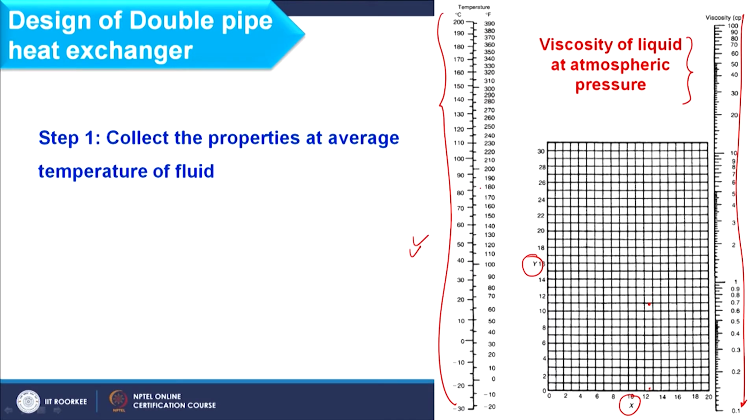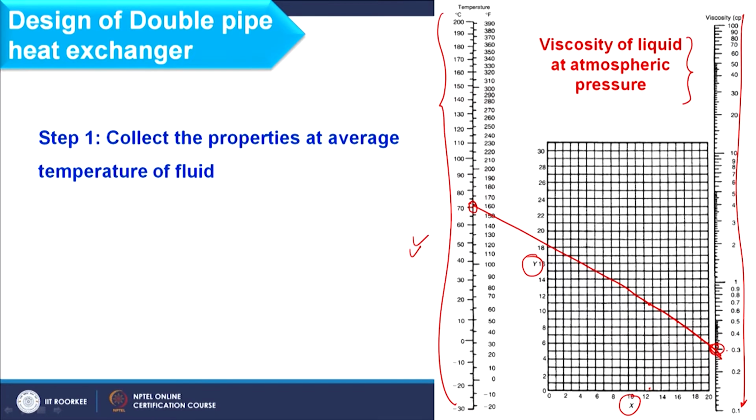Now, on this temperature side, we already know the average temperature. Let us say my average temperature is 70. So, what I have to do is draw a line joining this point, and wherever it cuts on this axis, this value we can consider as the viscosity value of the fluid. Here this is not a perfect straight line, but you can draw that with a scale, and then you can read the value of viscosity.